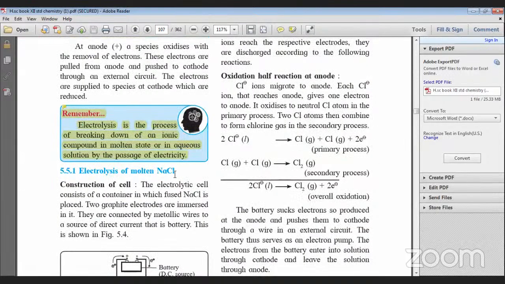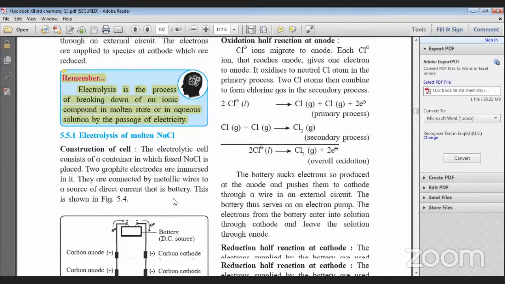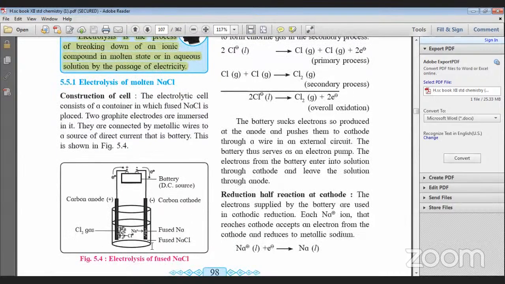Electrolysis of molten NaCl. So let's understand how molten NaCl undergoes electrolysis in an electrolytic cell. Very easy it is, students. You have studied it so many times, so we'll do it very fast. What do we need first? We need an electrolytic cell and an electrolytic solution. The electrolyte is fused sodium chloride. Fused means molten, so in that only ions will form.